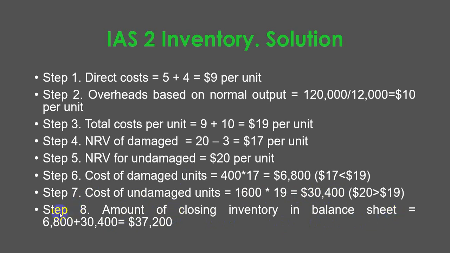And then the last step, we can calculate the amount of closing inventory in the balance sheet. So we take 6,800 plus 30,400, and this gives us $37,200.